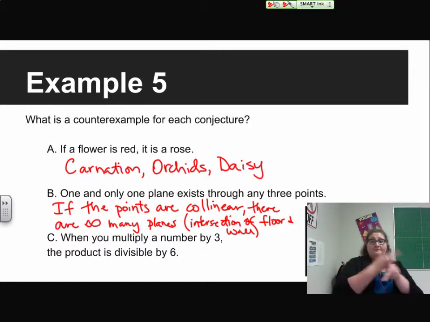C says when you multiply a number by 3, the product is divisible by 6. Okay, well I'm going to take the number 3 and I'm going to multiply it by 3. I get 9. Is 9 divisible by 6? No, so there is my counterexample.